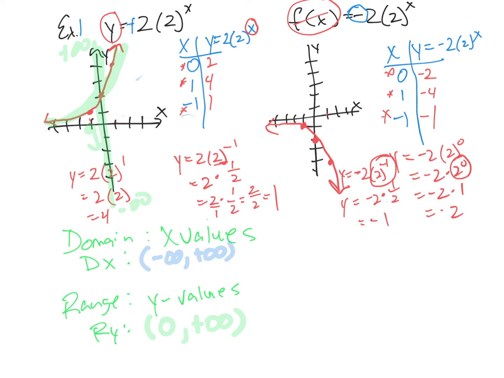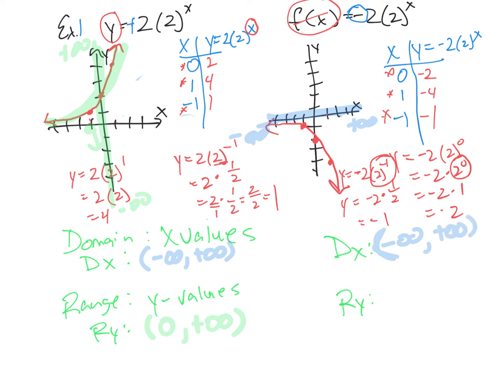Okay, so now let's look at our domain over here and our range over here. Stop the video and try to do this on your own and see what you come up with and see if you're right. So the first thing I'm going to do is look at domain. These are my x values. So it goes from negative infinity to positive infinity still, even though it's going down. So my domain is a parenthesis, negative infinity to positive infinity.